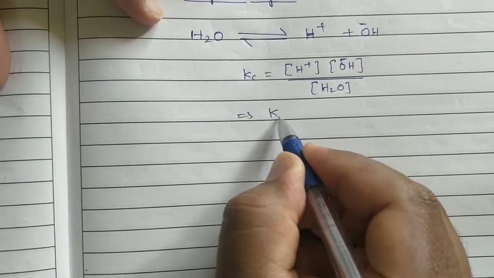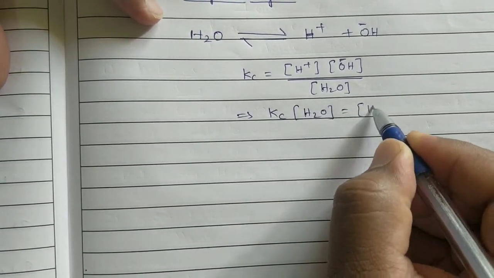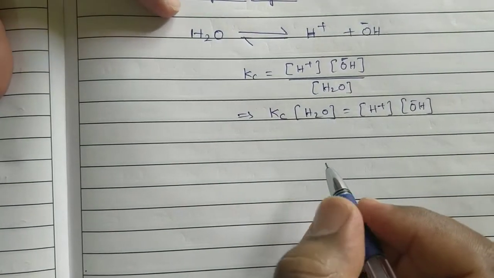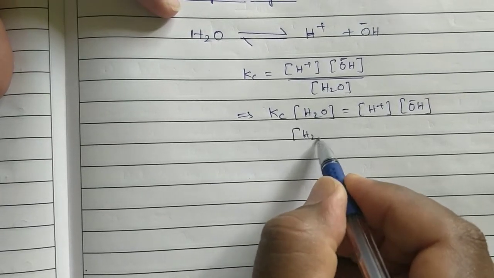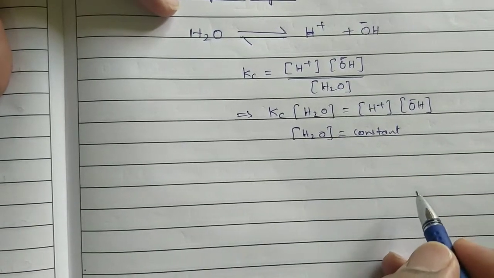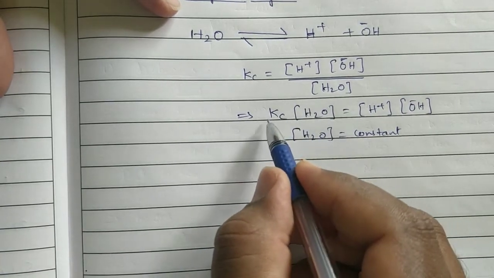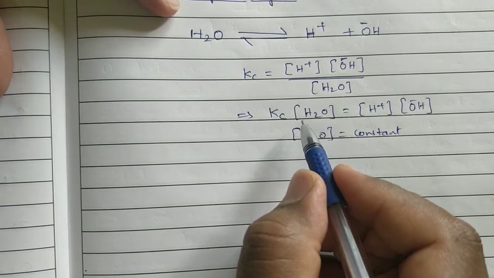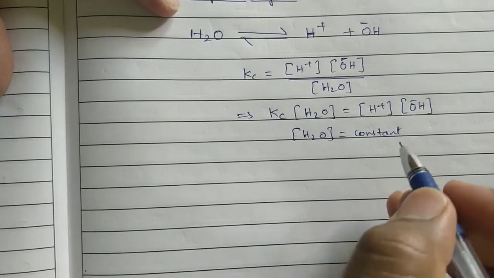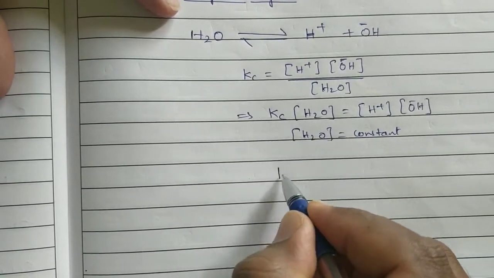This implies Kc into concentration of H2O is equal to concentration of H plus into concentration of OH minus. Concentration of H2O is constant. There will not be any change in concentration of H2O. Again, Kc is also constant, equilibrium constant. Multiplication of these two will give one more new constant, which is called Kw.